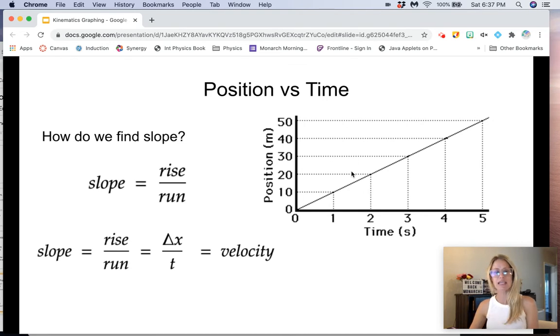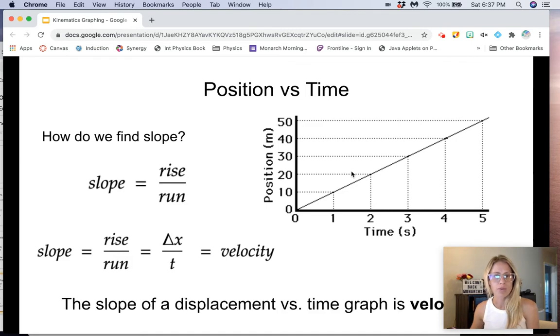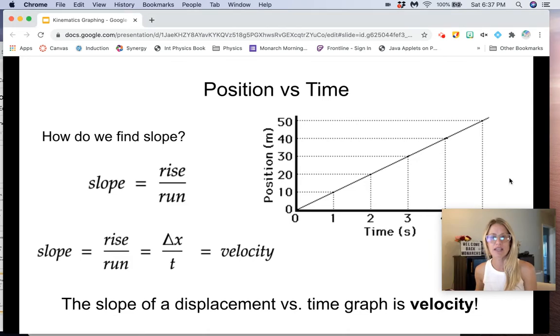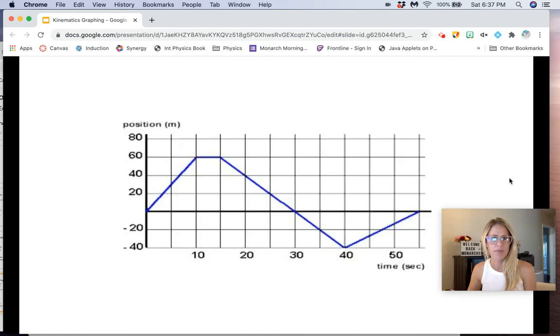Okay, so this is a key part right here. You need to know how to interpret these graphs. So we know that the slope of a displacement versus time graph is velocity. Now let's look at a graph that's a little bit more complicated. If we see a graph like this, I know it looks a little bit crazy, but let's really think about what's happening here, okay?